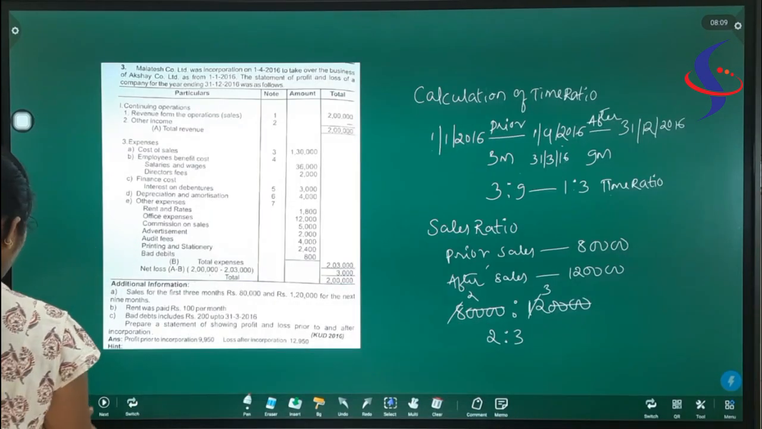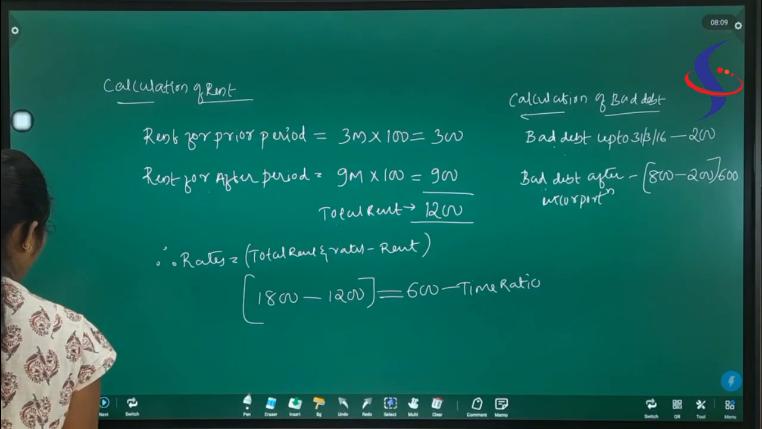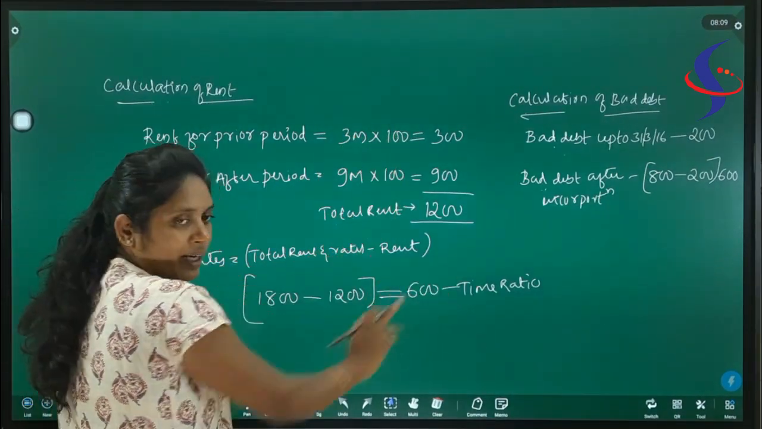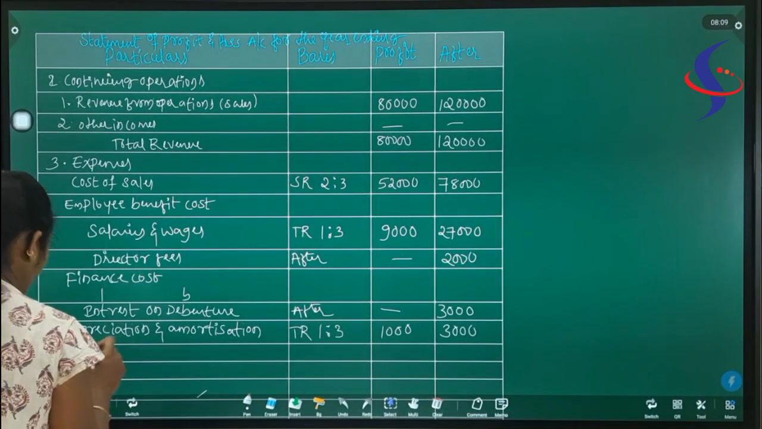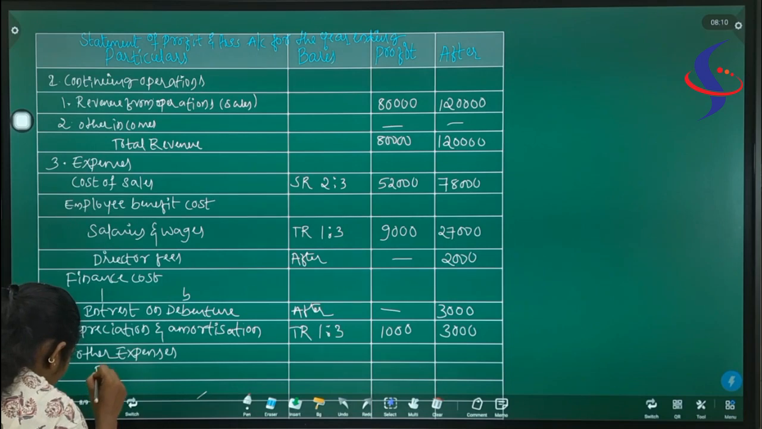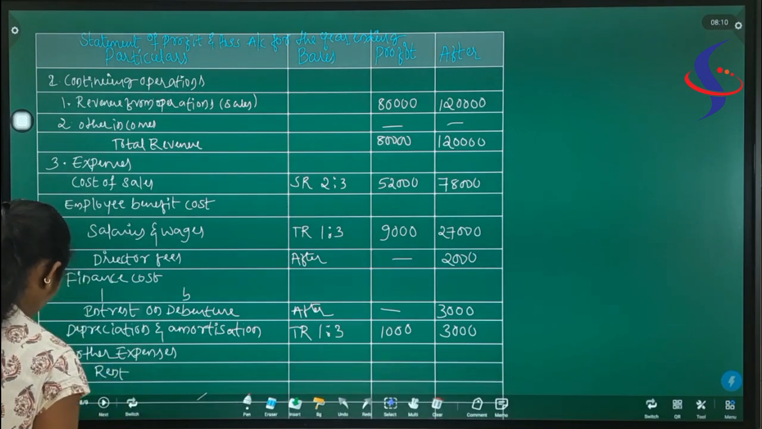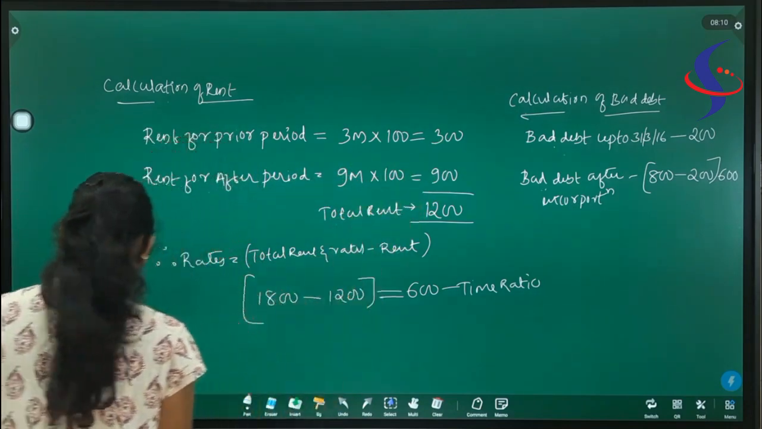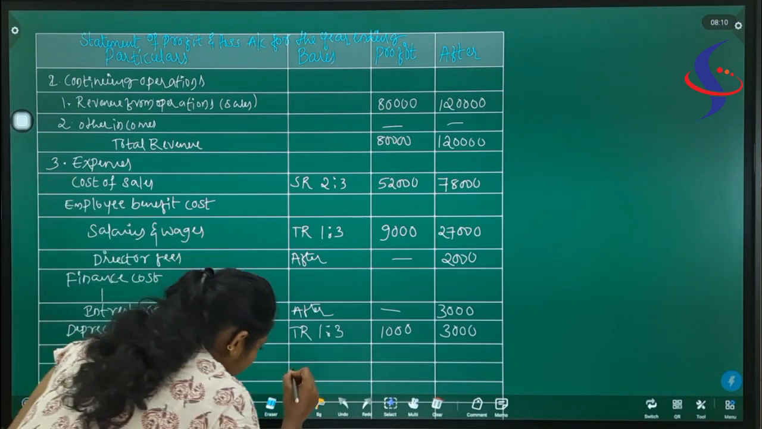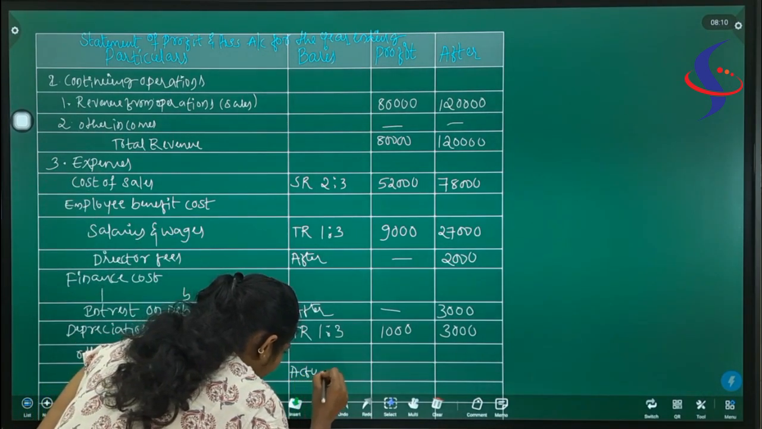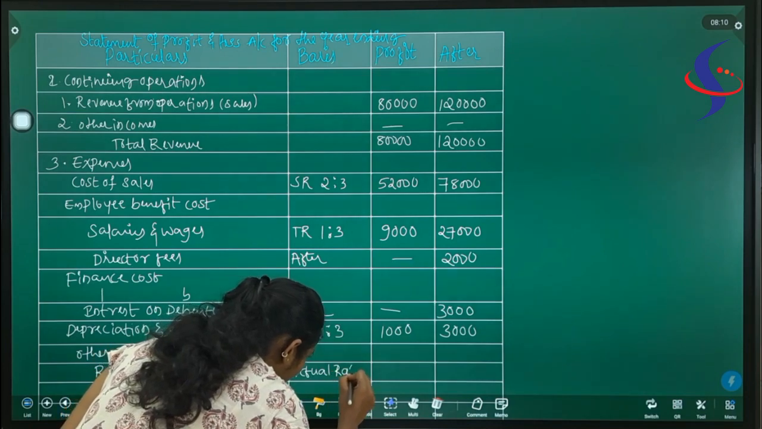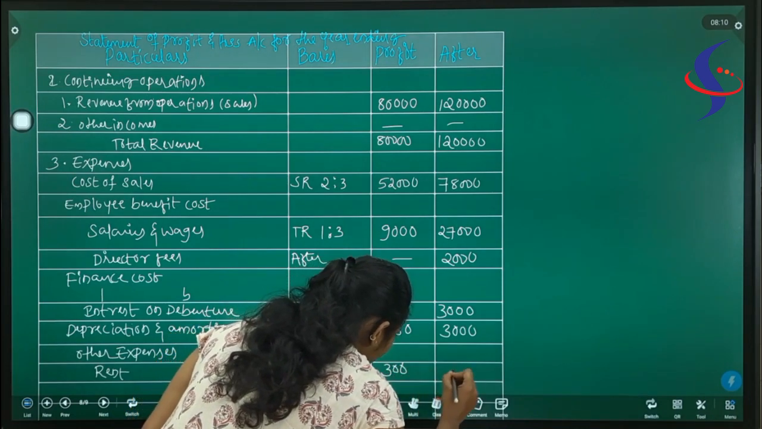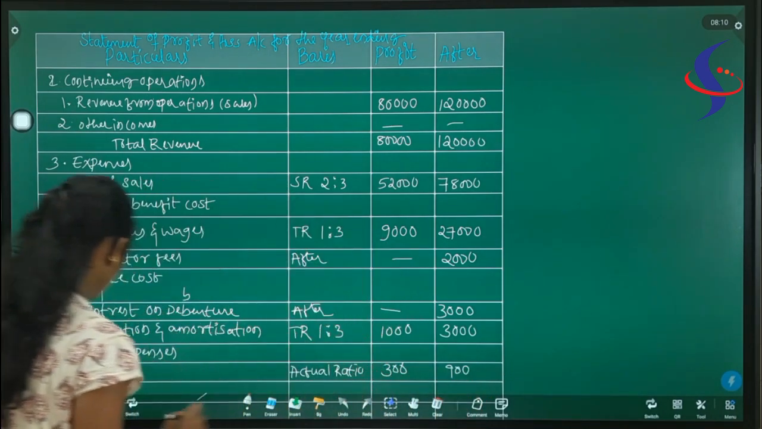Now, other expenses. In that, rent and rates. We have already done the calculation of rent and rates. Rent, put it as it is. Rates, divide using time ratio. But we will write it separately. Other expenses, first one, rent. We have no working note. What is the rent for the prior period? 300. What is the rent for the after period? 900. What to write? Actual. Either you can write actual ratio or only actual. It is 300 and 900.